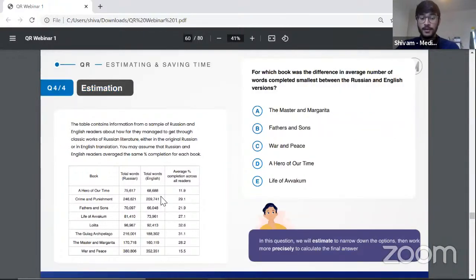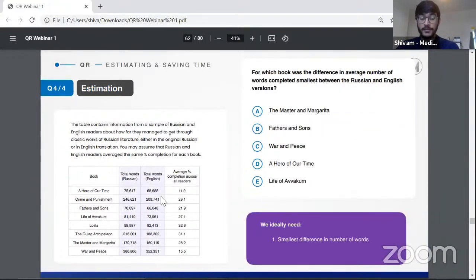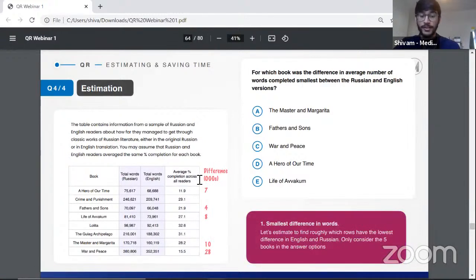And I'm going to move on to the next slide so that we can actually write down on the screen exactly what we need to do. So this is exactly what Ashir's done. He has worked out the difference between Russian and English. It's 7,000 for this one. It's around 4,000, 8,000, 10,000, and 28,000 roughly. Okay. So Ashir, you've done that. You've worked out the rough difference.